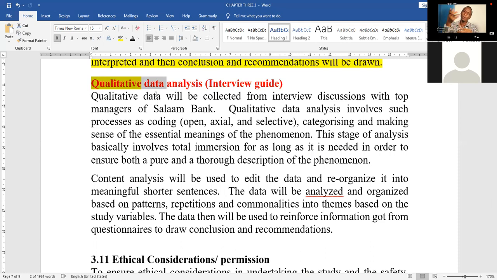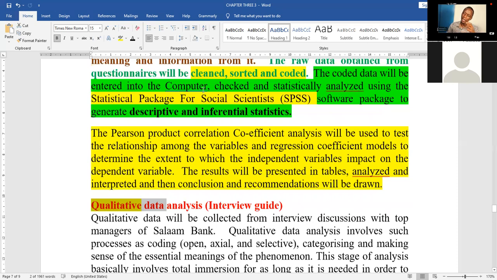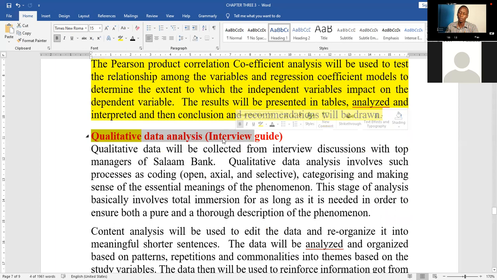So that is exactly what you're supposed to be doing. That's why we have qualitative data analysis and quantitative data analysis. Quantitative data analysis is analyzing data from the questionnaire, and qualitative data analysis is analyzing data that comes from the interview guide.